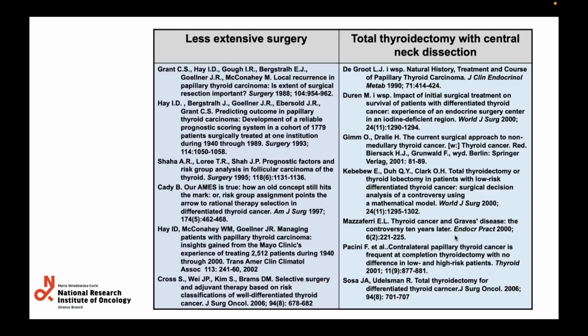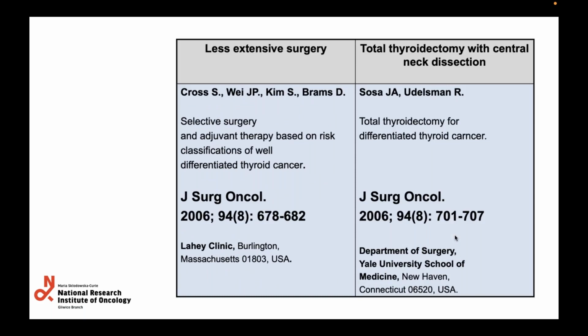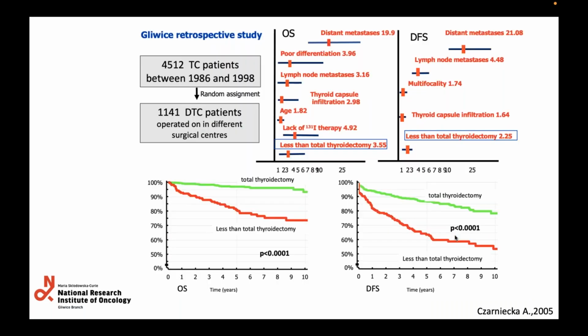At that time we could find as many publications for as against less extensive surgery. Even in the same journal, we were able to observe the discussion between supporters and opponents of total thyroidectomy. At that time we performed our retrospective analysis in a group of more than 1,100 patients, and we observed that the extent of surgery is an independent prognostic factor, significant both for overall and disease-free survival.